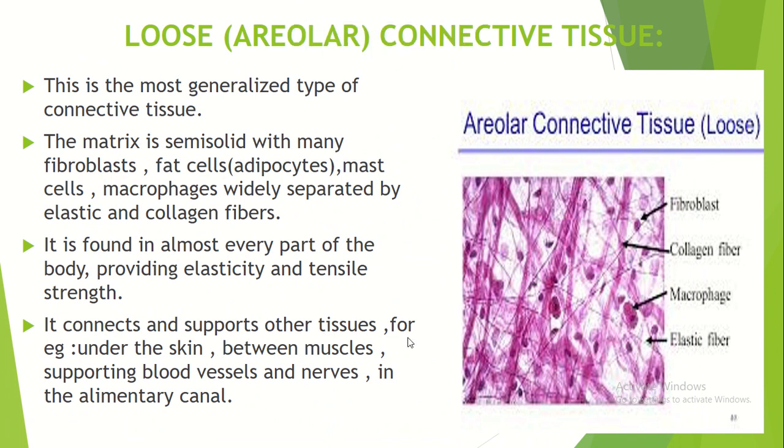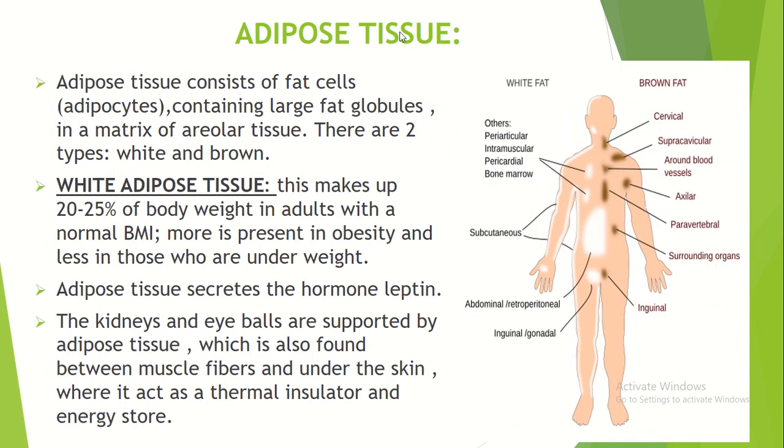It connects and supports other tissues, for example under the skin, between the muscles, supporting the blood vessels and nerves in the alimentary canal. These are the parts where this loose areolar connective tissue is found, and it connects and supports the other tissues. So the next type is the adipose tissue.